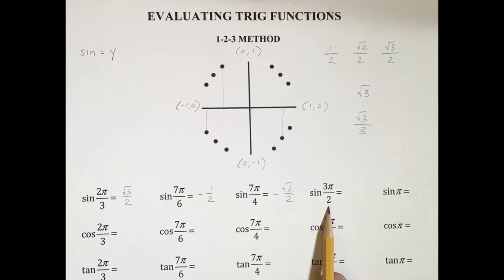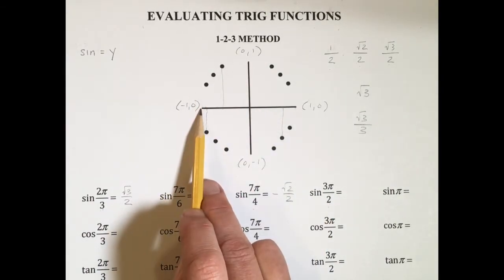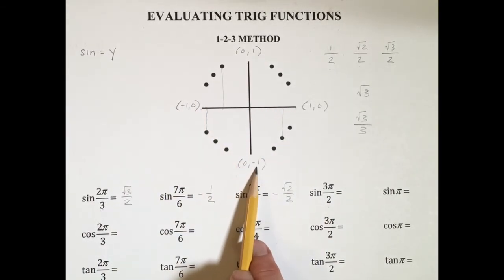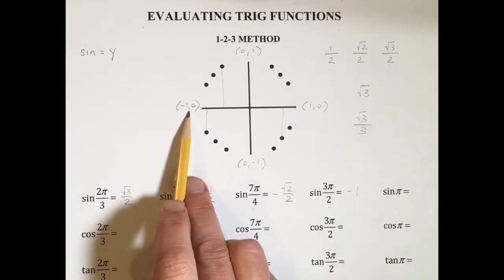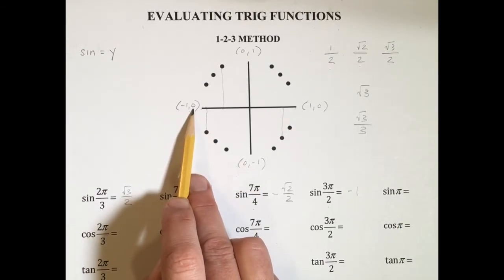Let's go to 3 pi over 2. So pi over 2, 2 pi over 2, 3 pi over 2. Sine is negative 1. And finally, let's go to pi. Well, over here's pi. Sine is 0.